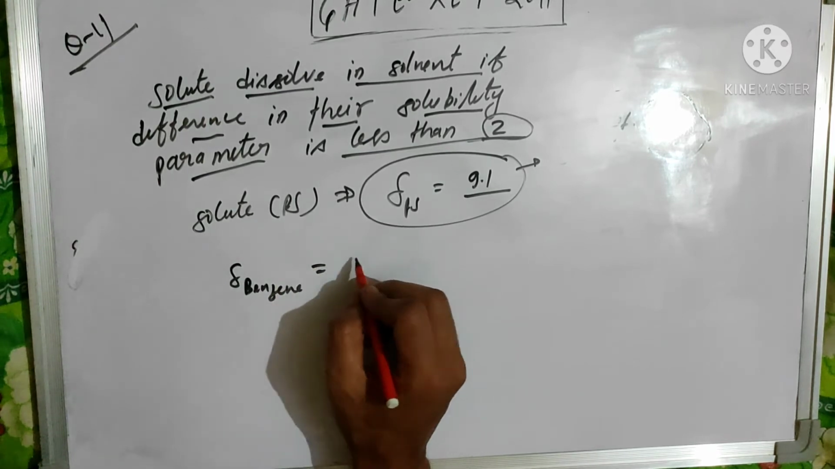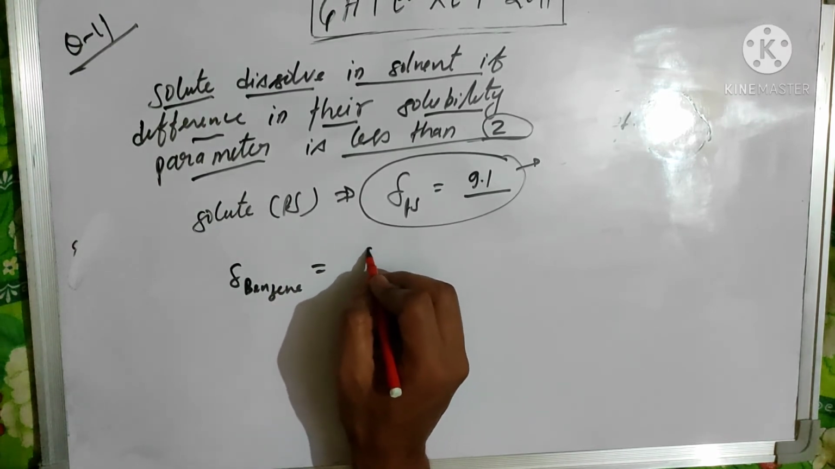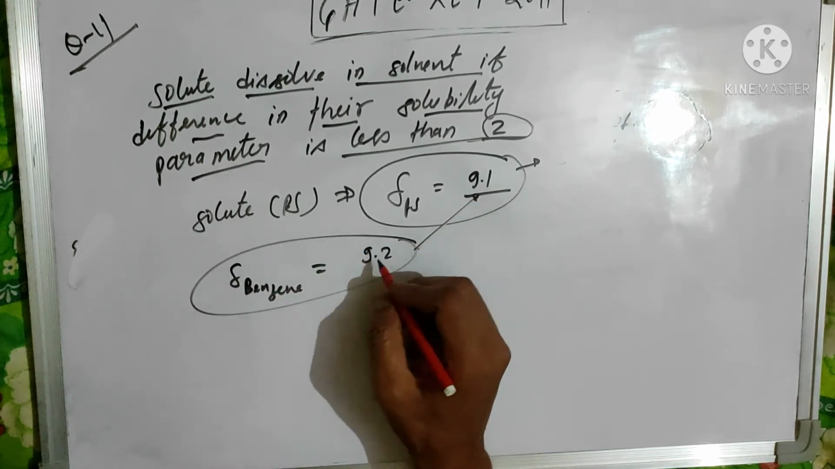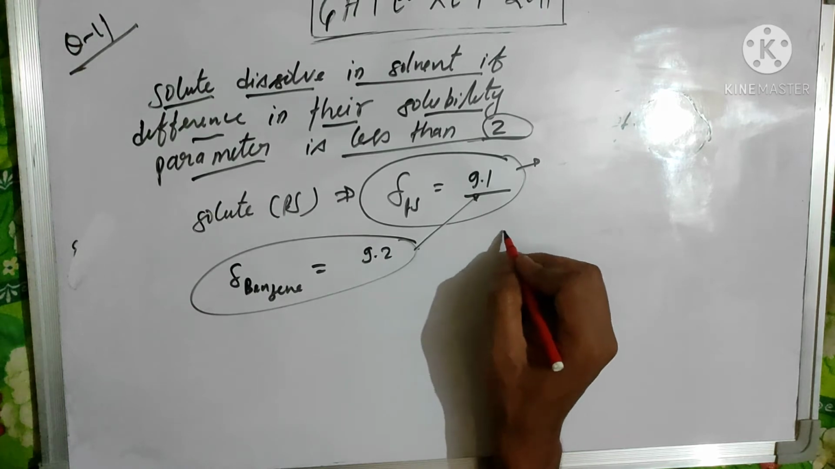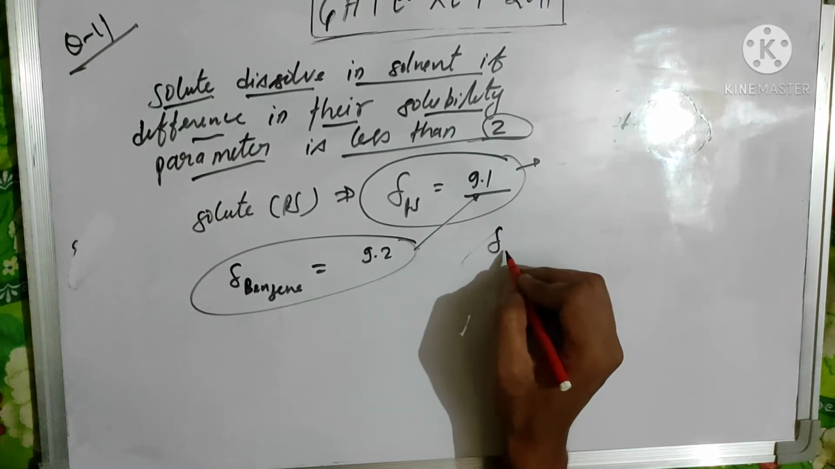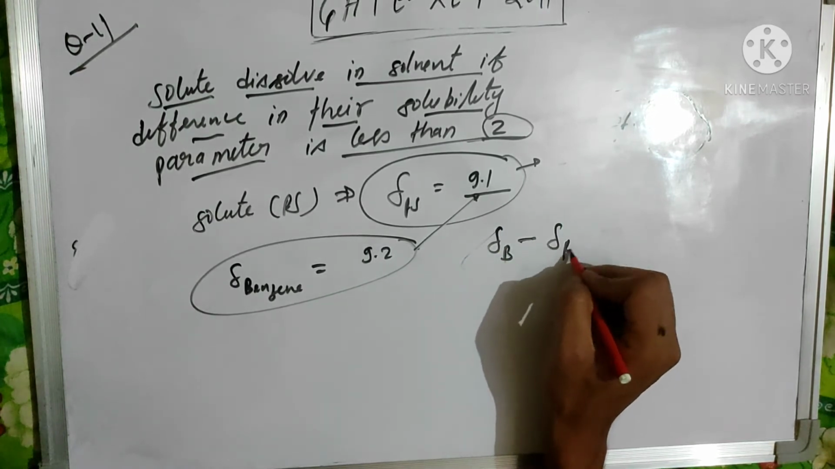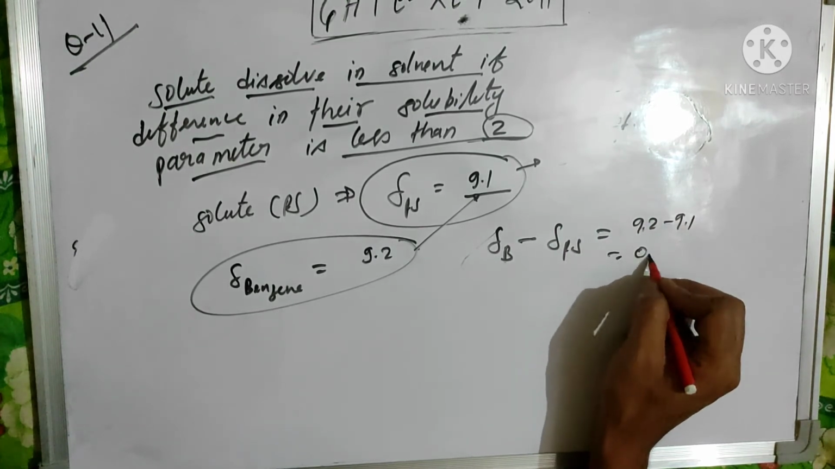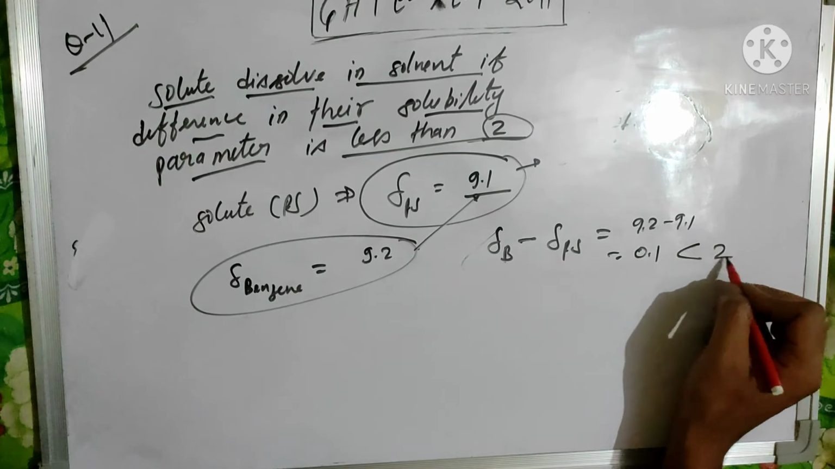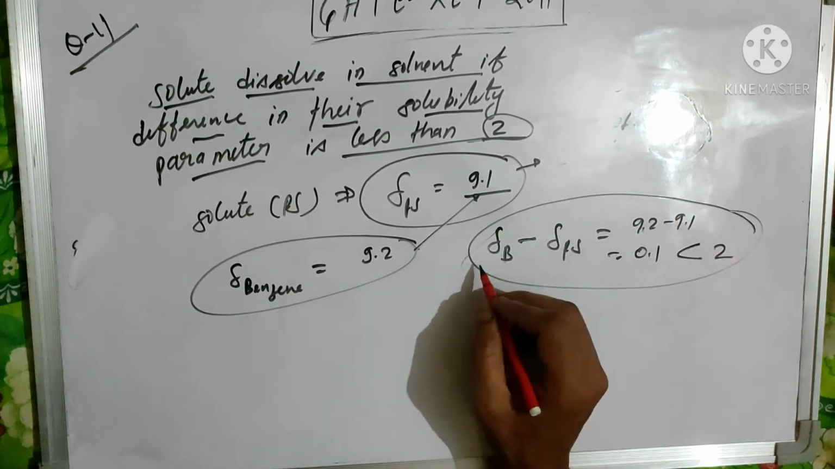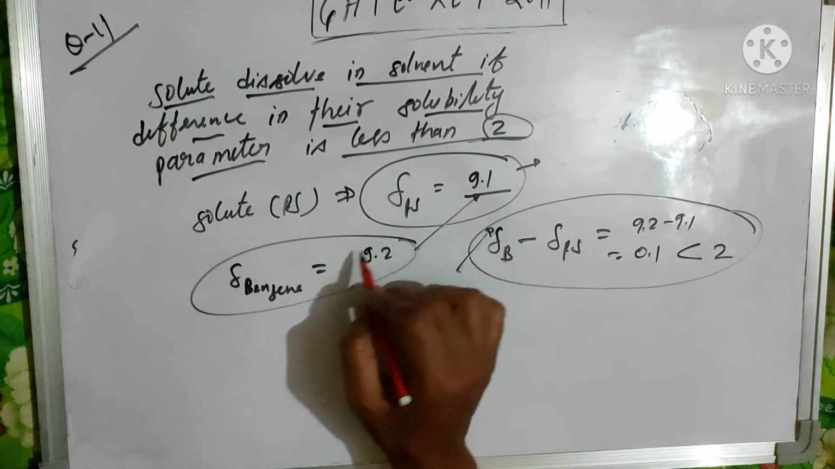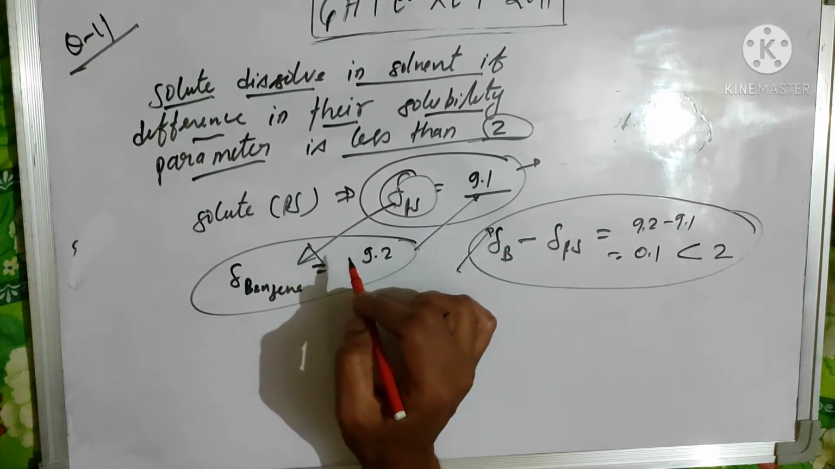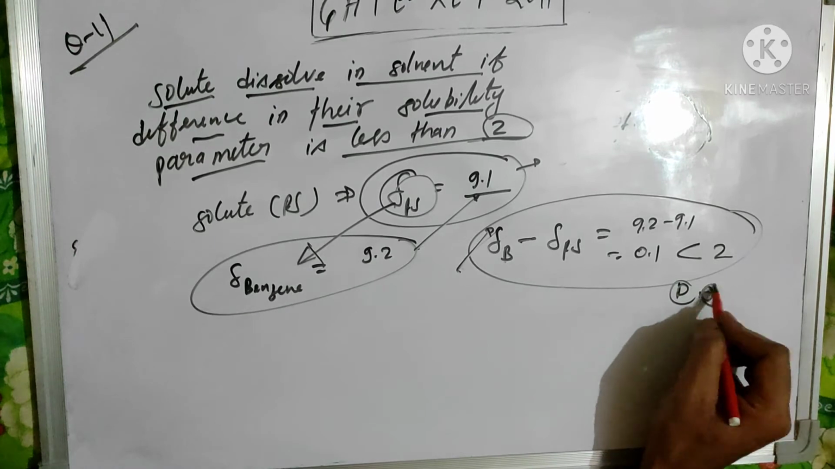benzene, the solubility parameter of the benzene is given as 9.2. When taking the difference between these solubility parameters, the benzene minus the polystyrene, 9.2 minus 9.1 is equal to 0.1, which is less than 2. So the polystyrene is dissolved in the benzene. So option D is correct.